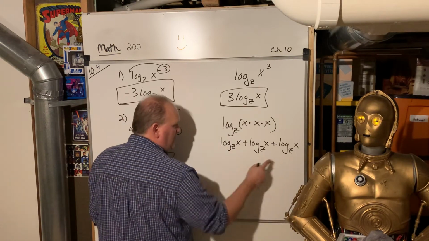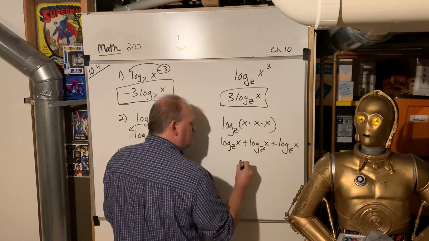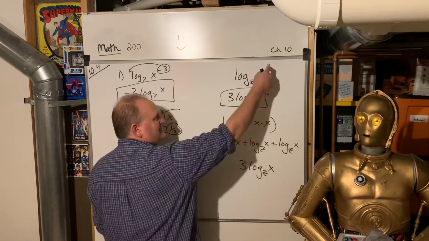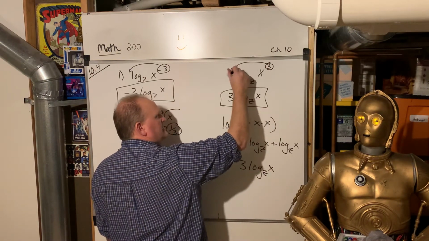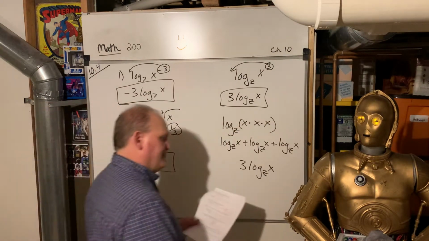Well, those are like terms. 1 log base z x plus 1 log base z x plus 1 log is 3 log base z x. Now, don't do it like that. Just say, come on down and pull that down front. But that's why you get to do it, okay?